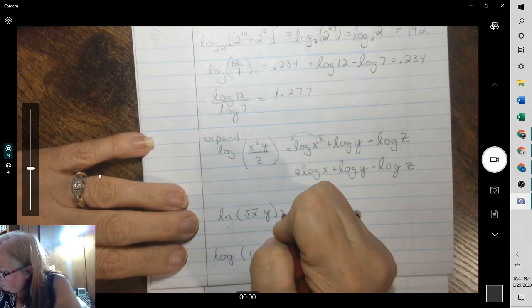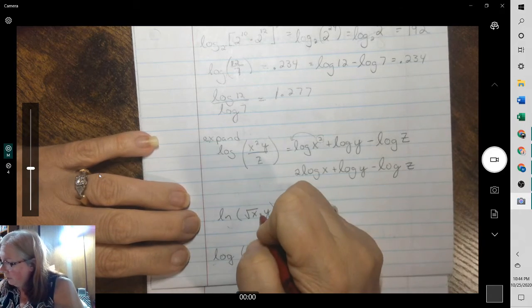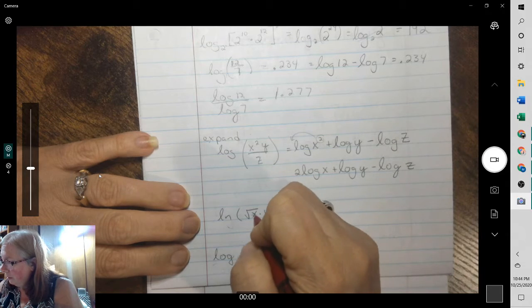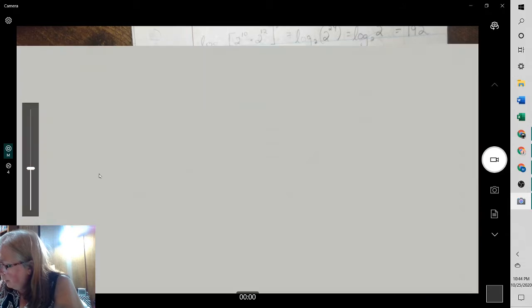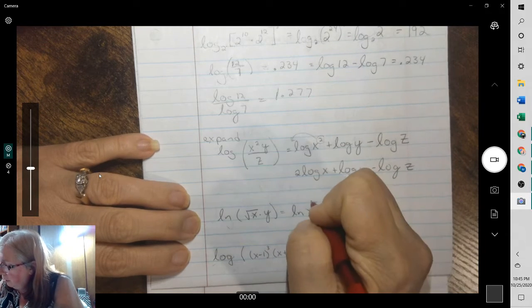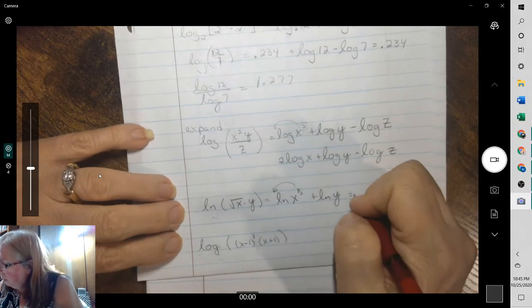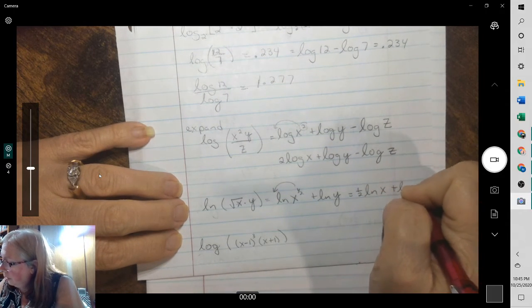And this one, the x can be rewritten to the 1/2, and since this is multiplied, it becomes an addition. So this is natural log of x to the 1/2 plus the natural log of y, and then the 1/2 comes down in front. 1/2 natural log x plus the natural log of y.